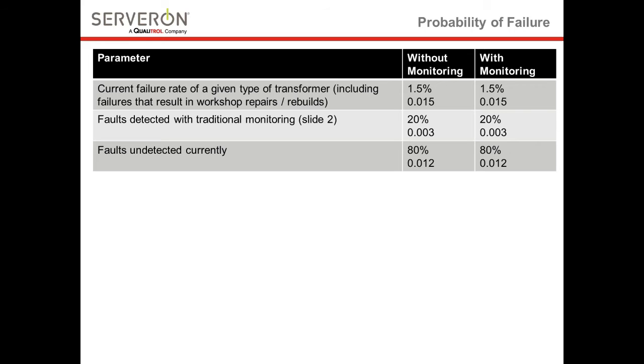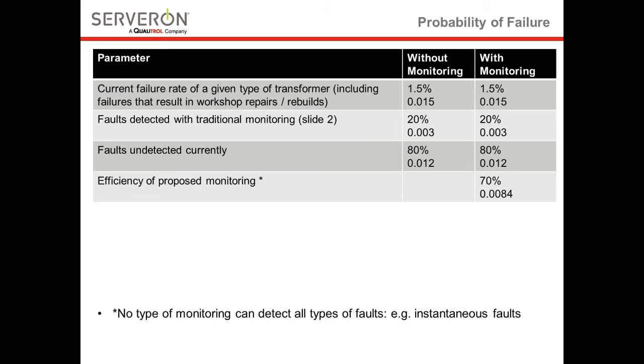And again, with and without monitoring, these remain the same. We remember that monitoring does not prevent faults. It just gives you visibility of them developing. So the efficiency of proposed monitoring, and I mentioned that dissolved gas analysis is the cornerstone of a monitoring system, but this can include a range of different types of monitors. And we could say, for example, 70%. And you can see now that there starts to be a divergence in the probability value.